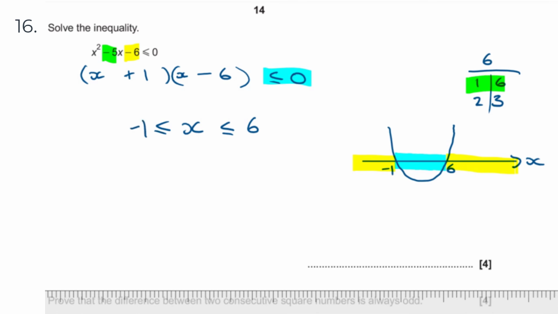Now I do recommend that you do a sketch like this, because otherwise it gets a bit confusing, and I know many students make mistakes with it. So I do recommend drawing the parabola, working out where the roots are, and then thinking where is that graph greater than or less than 0. I think that's the smartest way of doing it. Okay, so that's my range. x lies between minus 1 and 6.